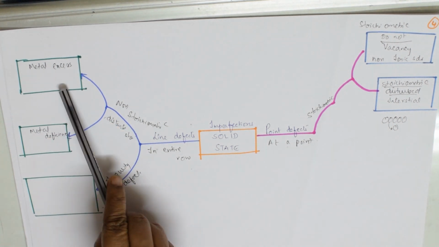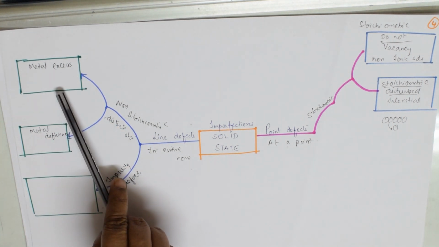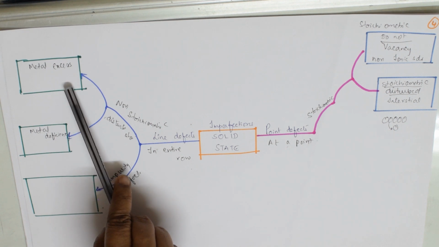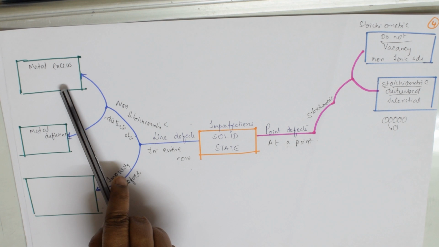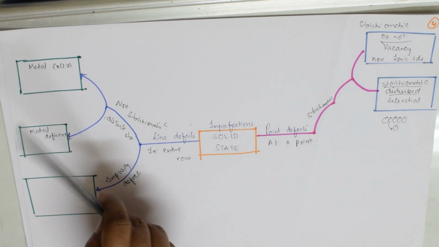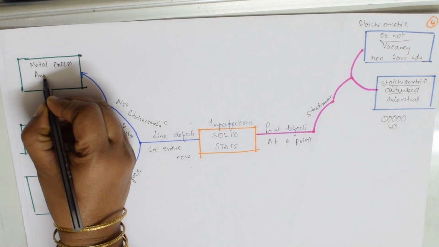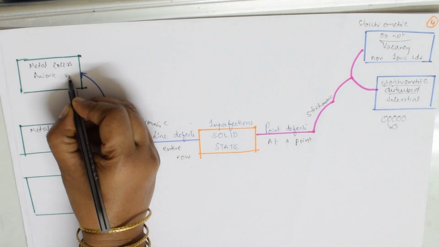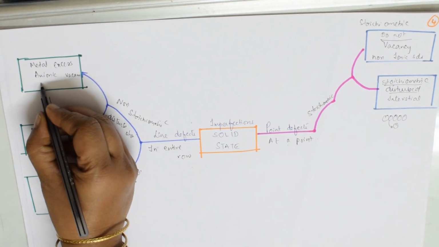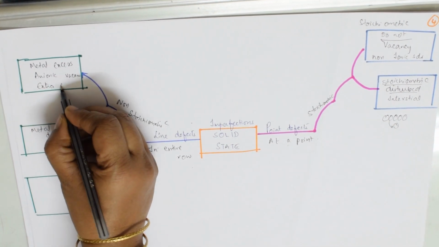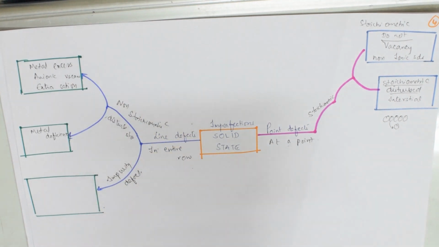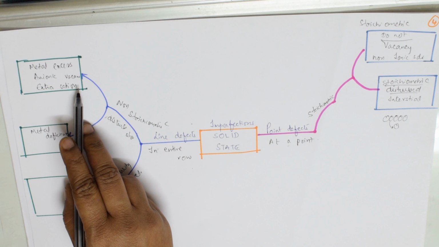So here in metal excess defect, what happens? This is created due to anionic vacancies and presence of extra cation. So let us write two keywords: due to anionic vacancy and presence of extra cation. Done. Example is zinc oxide for this metal excess defect.